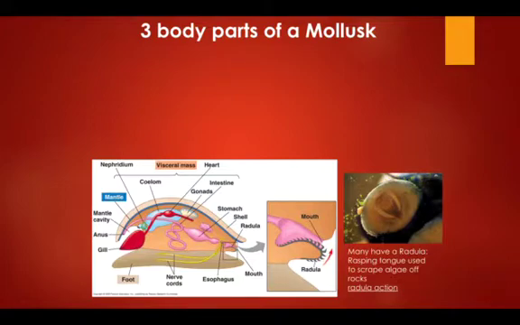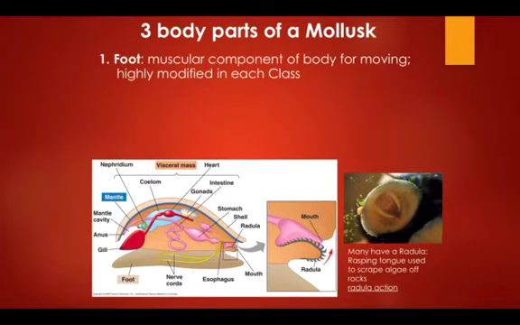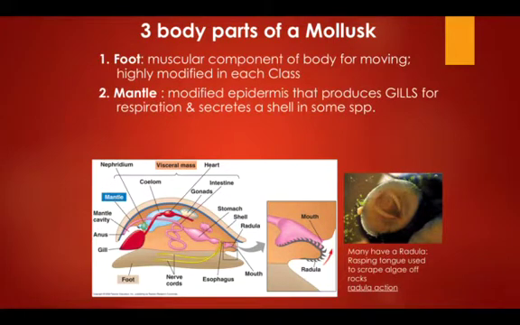First, let's figure out what those three main body parts are. The foot is the muscle component of the body and is used for moving. This is going to be highly, highly modified depending on class. The mantle. The mantle is a modified epidermis that produces the gills for respiration or breathing and secretes a shell in some species. So it's the mantle that produces the snail shell.